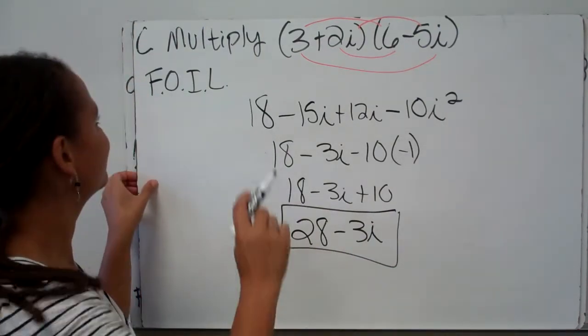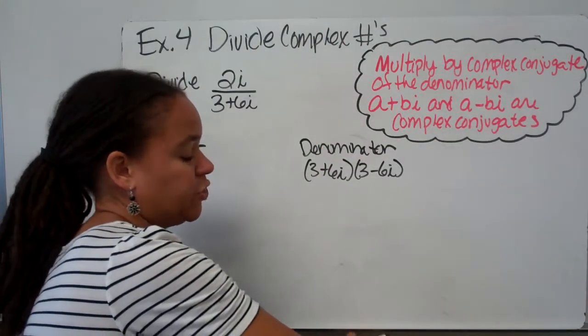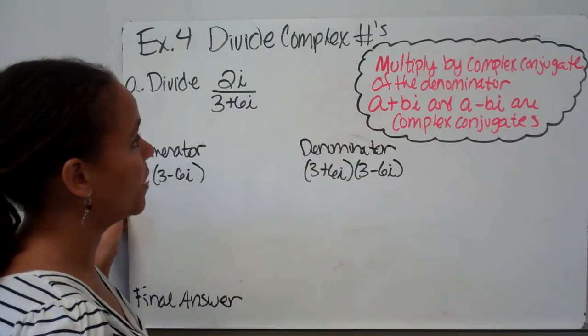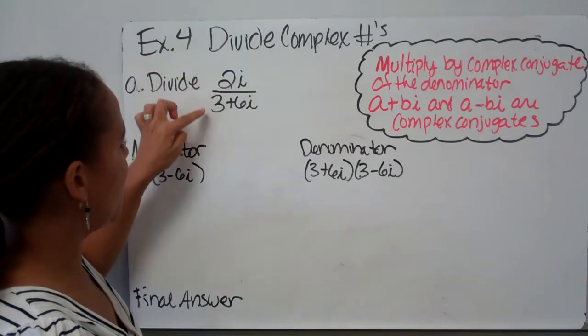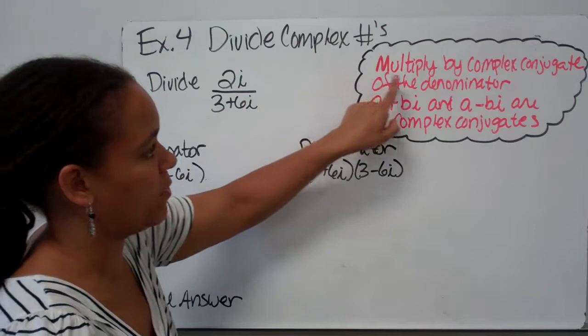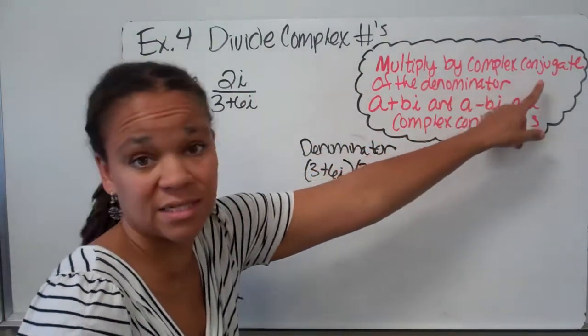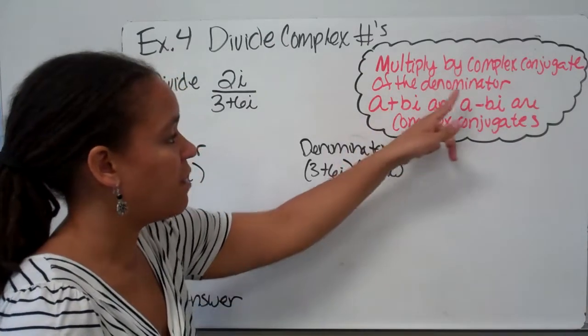All right, let's keep going. Last thing we're going to do is divide complex numbers. So when we're dividing here, there's something special that we have to do. When you're dividing, you need to multiply by the complex conjugate. I know that sounds crazy, of the denominator.